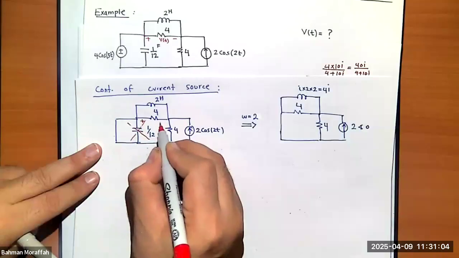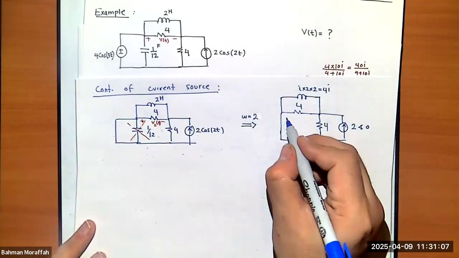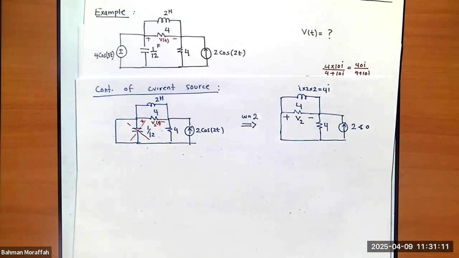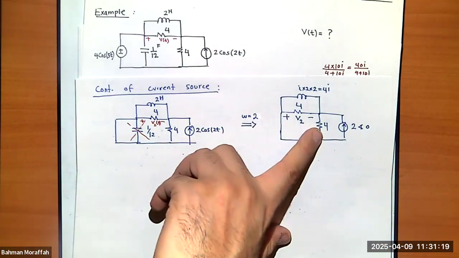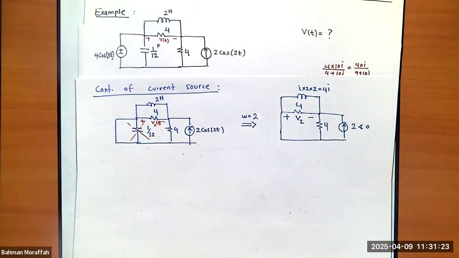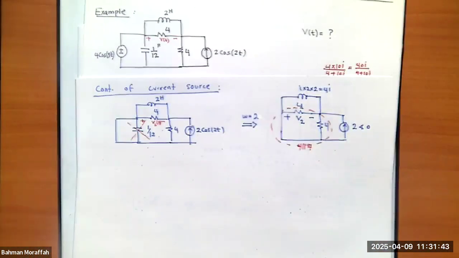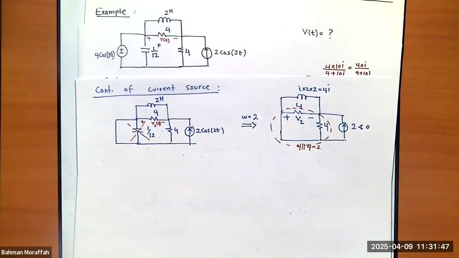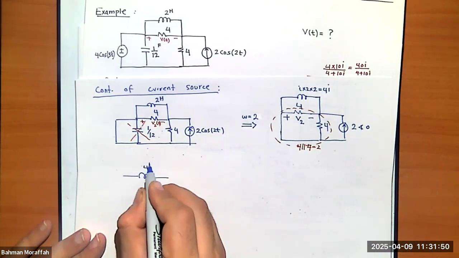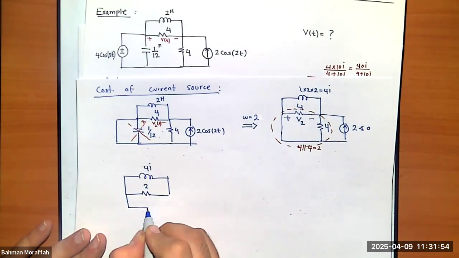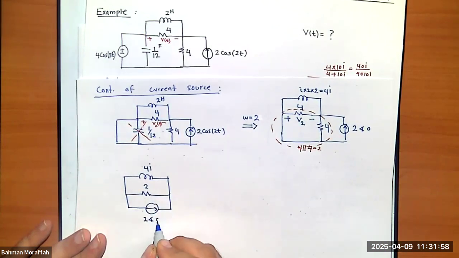What I'm looking for here is this v2 of t. Therefore, I need to find this V2. Do you agree I can combine this 4 and this 4? What is the relationship between these two? They're in parallel, right? So I can combine these two, 4 in parallel with 4, which is a 2. So my circuit actually looks like this. I have this 4i, I have this 2, and then I have this current source with value 2 and 0.